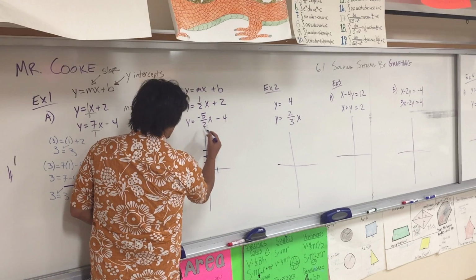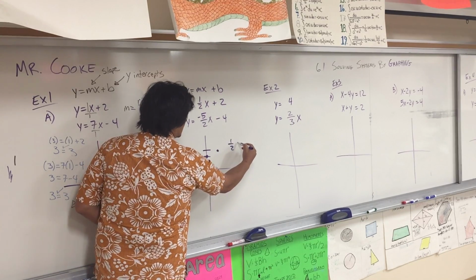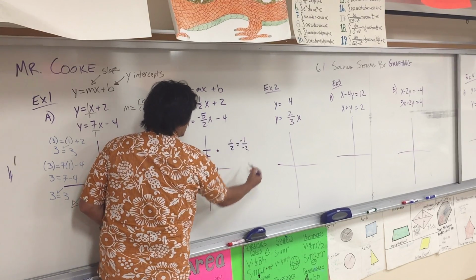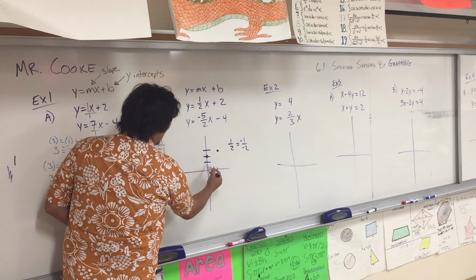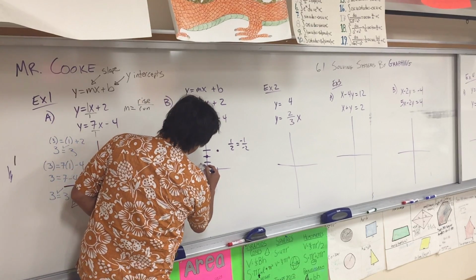Okay, we could do, like we said, 1/2 is the same as -1 over -2. You go down 1 to the left 2.